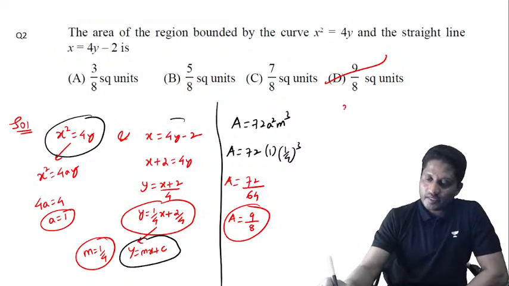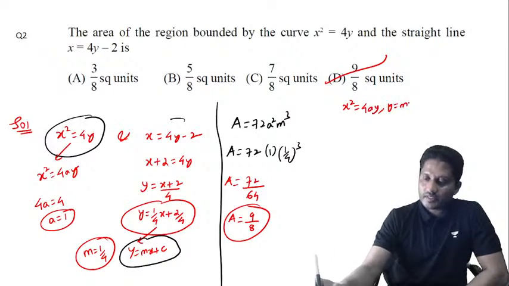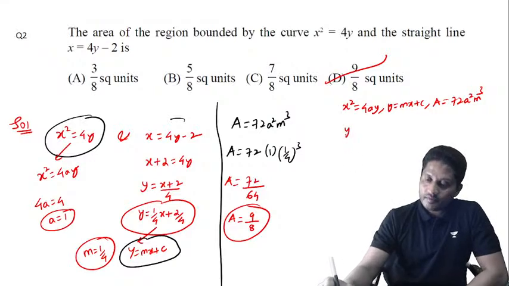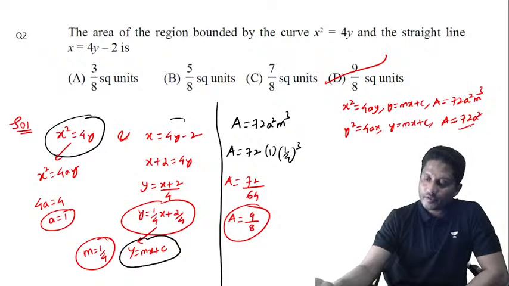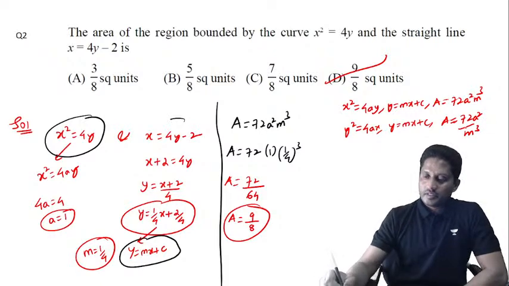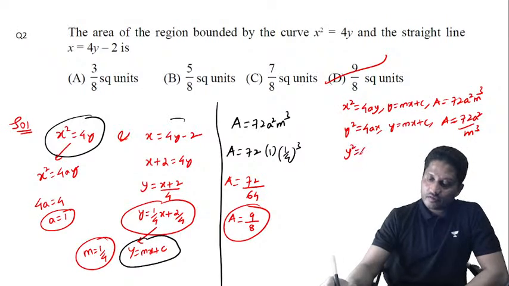Sorry, area bounded by x square is equal to 4ay, and the line y is equal to mx plus c, area will be equal to 72a square into m cube. If it is suppose y square is equal to 4ax and the line y is equal to mx plus c, then the area will be equal to 72a square by m cube. Very useful results. If area bounded by y square is equal to 4ax and the line y is equal to mx, then area is equal to 8a square by 3m cube.